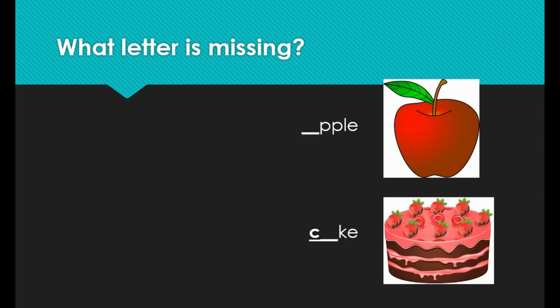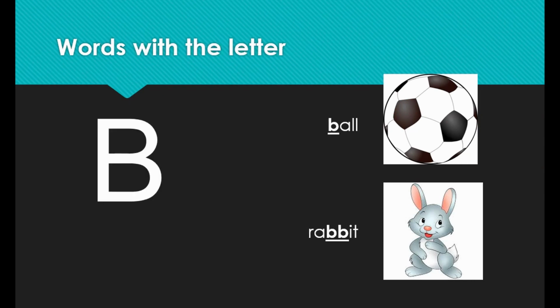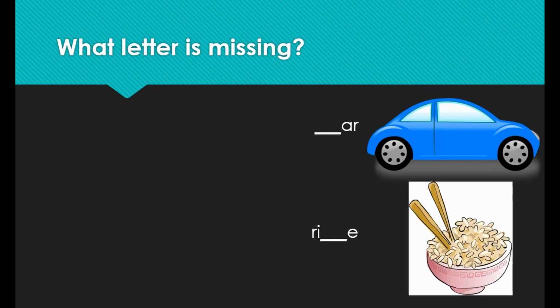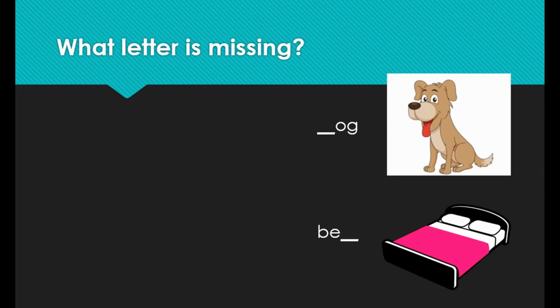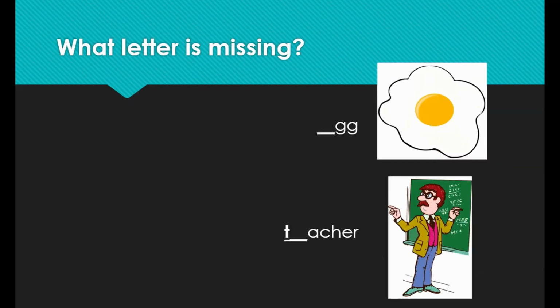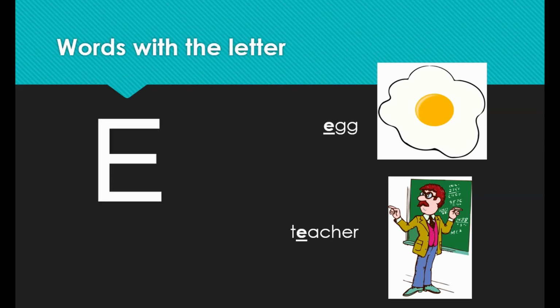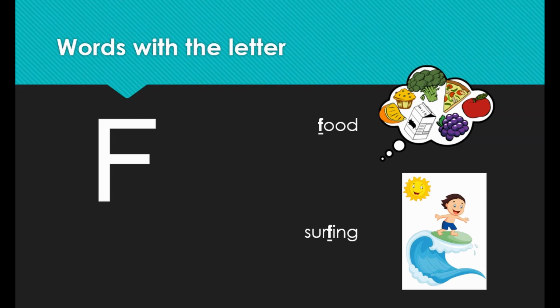What letter is missing? A, apple, cake. What letter is missing? B, ball, rabbit. What letter is missing? C, car, rice. What letter is missing? D, dog, bed. What letter is missing? E, egg, teacher. What letter is missing? F, food, surfing.